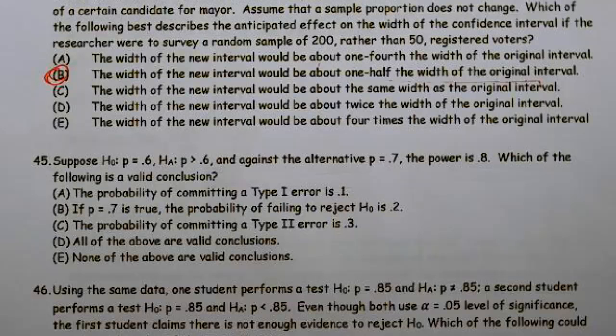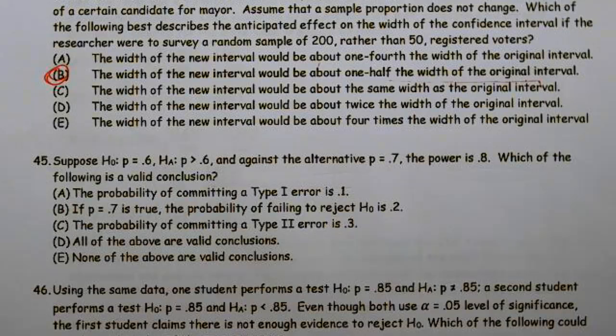Number 45, suppose P equals the proportion is 0.6 and the true population proportion is 0.6. The alternative is greater than, proportion is 0.6. And the power is 0.8. Which of the following is true?